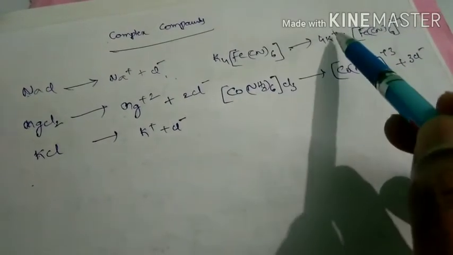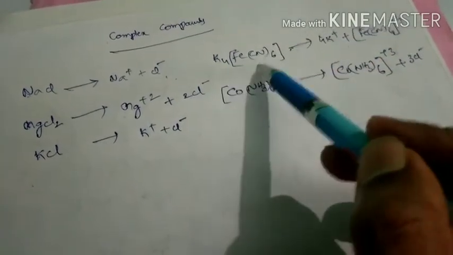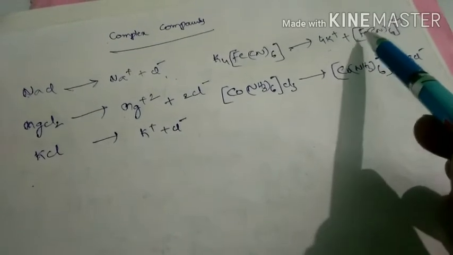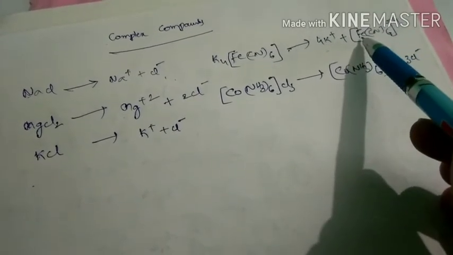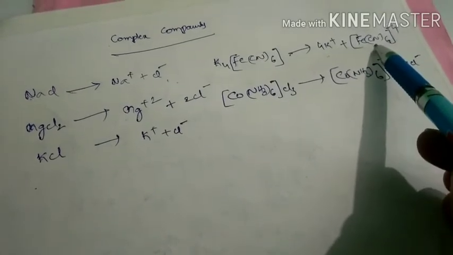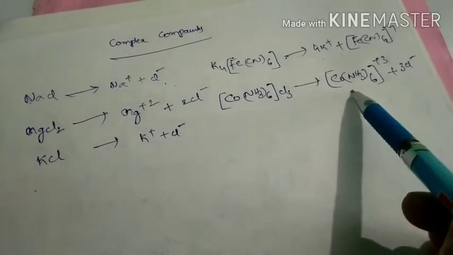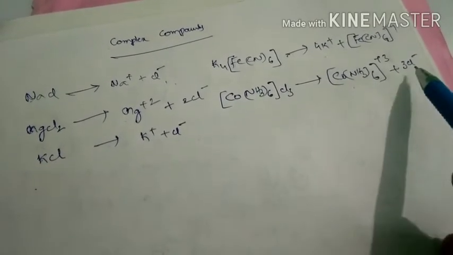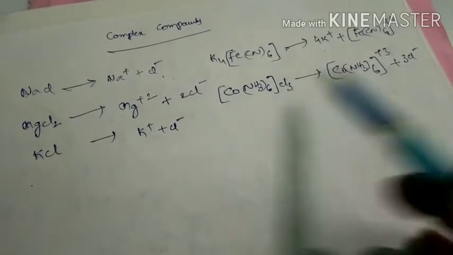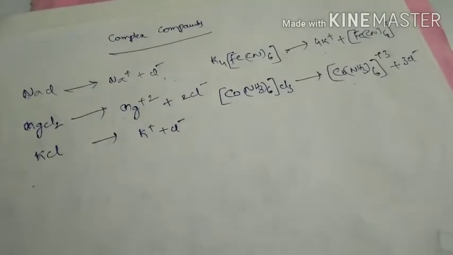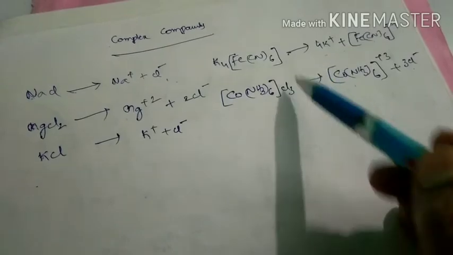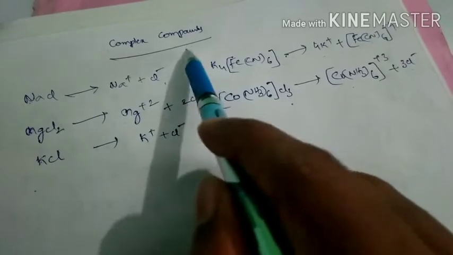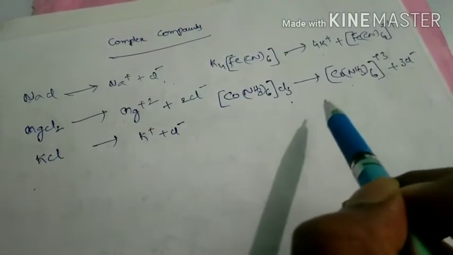Suppose in this compound, we can identify potassium ions because that completely undergoes dissociation. But we cannot identify iron ions because it is not dissociated. It is present along with the cyanides. So here in this example also, we cannot identify cobalt ions or ammonia molecules, but we can identify chloride ions because it undergoes complete dissociation. So these type of compounds are called complex compounds. Those are also called coordination compounds.